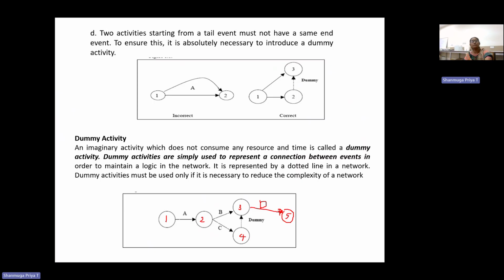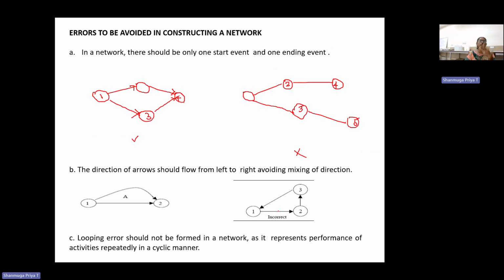Other points: the direction of the arrow mark should always be left to right, and the arrow should be straight, not in a curved form like this. So this direction will be wrong, this is also wrong, and this is also wrong. Incorrect. This will form a loop. A looping error should not be formed if the activity starts from right to left. So the activities should always go left to right only.